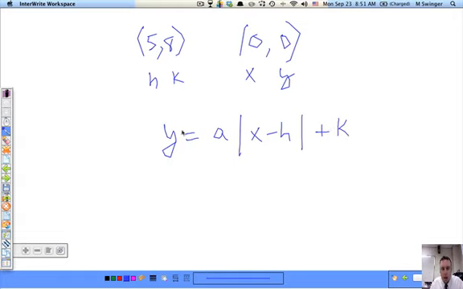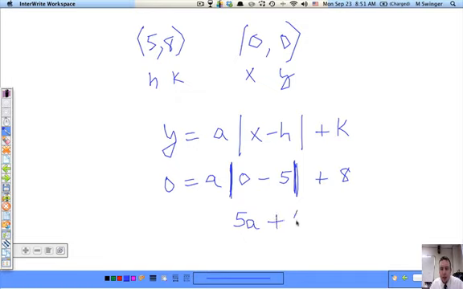Let's plug them in. What's y? y is 0. a you don't know. x is 0, minus h, which is 5, plus k, which is 8. Now all you're going to do is solve for a. Get a by itself. So what do we have here? We have the absolute value of -5, which is 5, right? Everybody get that? Absolute value of -5 is 5. So that's 5 times a. These two are multiplied together. So that's 5a right here.